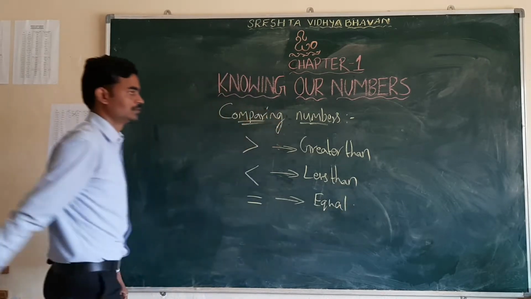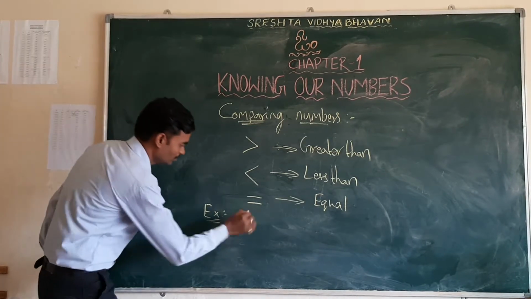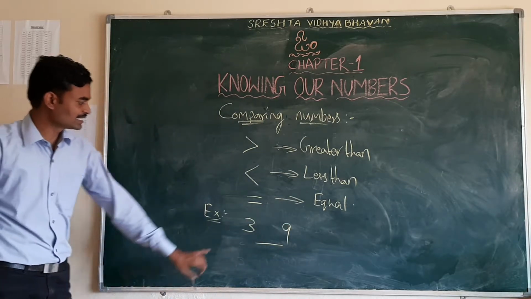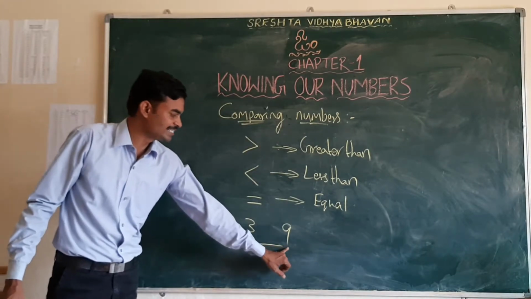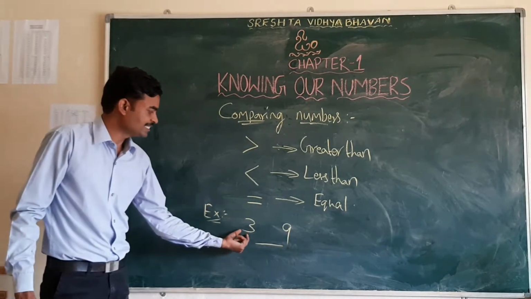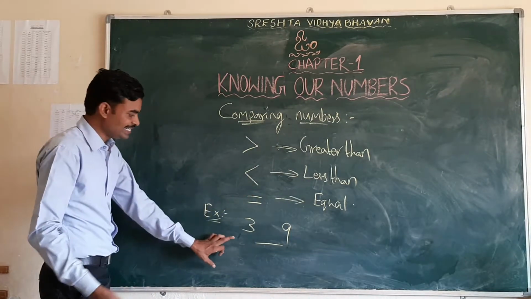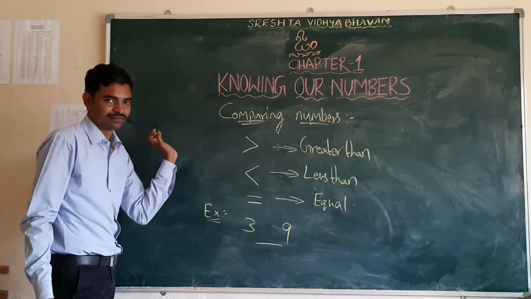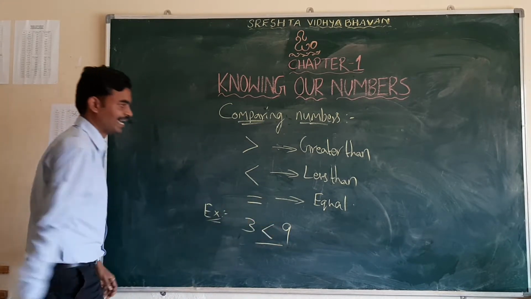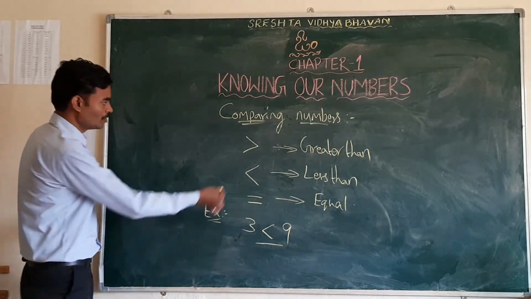Now, take some examples. 3 and 9. What is the symbol for this? We know that 3 is the smaller number and 9 is the greater number, because both are in the ones place. Is 3 greater than 9 or less than 9? 3 is less than 9, which means we use the less than symbol.